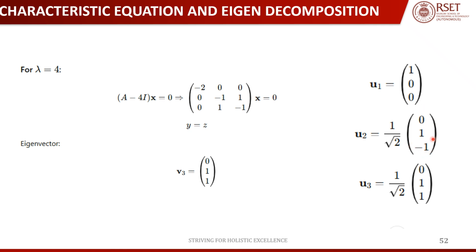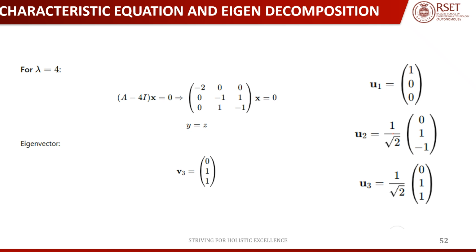Taking the norm, what will be the norm? The norm will be root of 0 square plus 1 square plus negative 1 the whole square, which is equal to root 2. So u2 will be 1 by root 2 times v2. Also you can find u3 by finding the norm of v3, which is again root 2, then divide by root 2 to get u3.